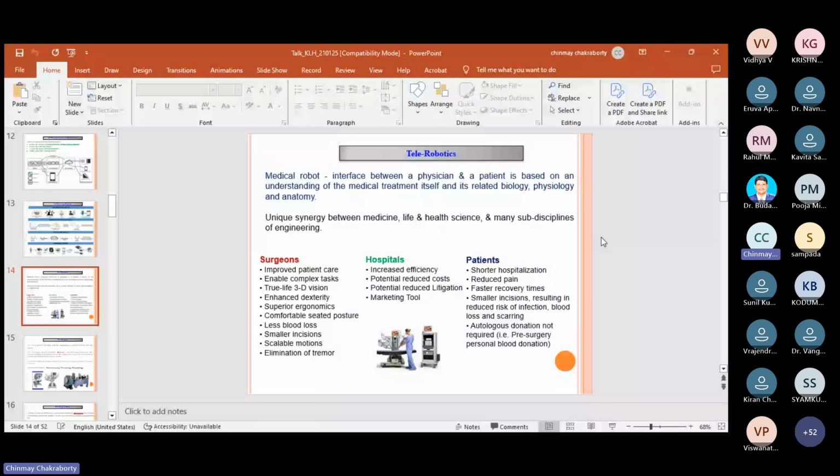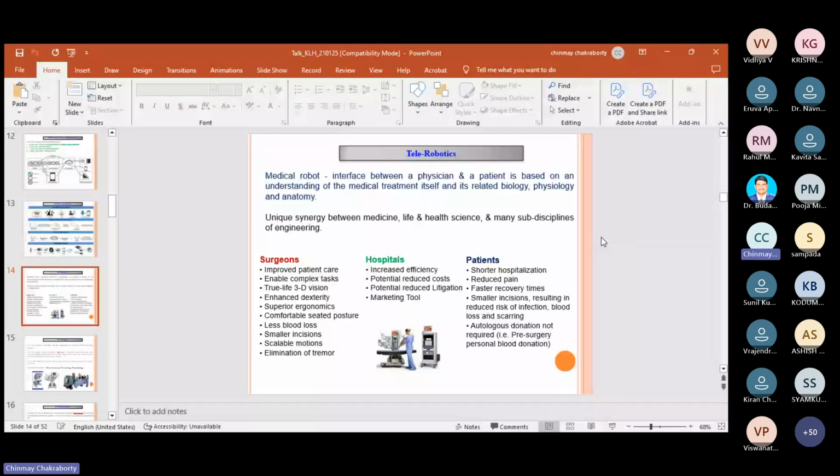It is categorized in three portions: the surgeons, the hospital, and the patients. Surgeons mainly improve patient care, enable complex tasks, and get true-to-life 3D vision, enhanced dexterity, and superior ergonomics, comfort, seated posture, and less blood loss. In the hospital, the main focus is increasing efficiency and potentially reducing cost. Cost is one of the important parameters. Another is potentially reducing litigation, and use as a marketing tool.